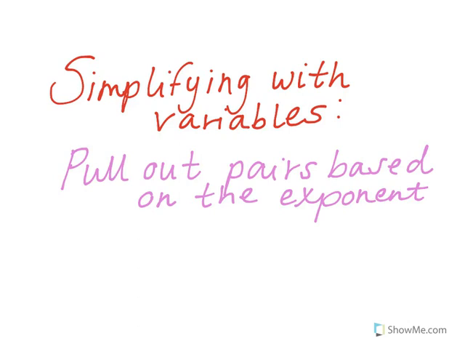So next we're going to talk about simplifying with variables. When you're simplifying with variables, you're going to pull out the pairs based on the exponent. Say for instance we have x to the 7th power as our radicand, and that's whatever is in the square root. We are going to pull out the pairs. So you have to think about how many pairs are in 7.